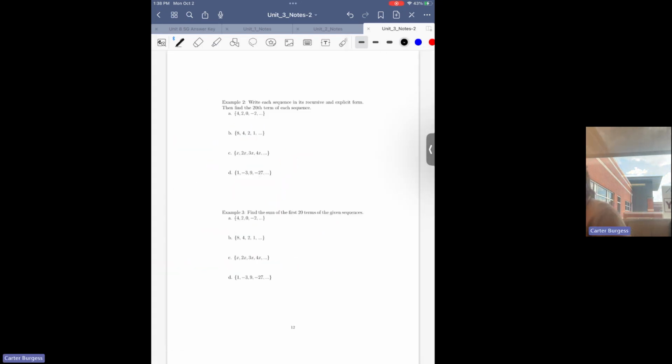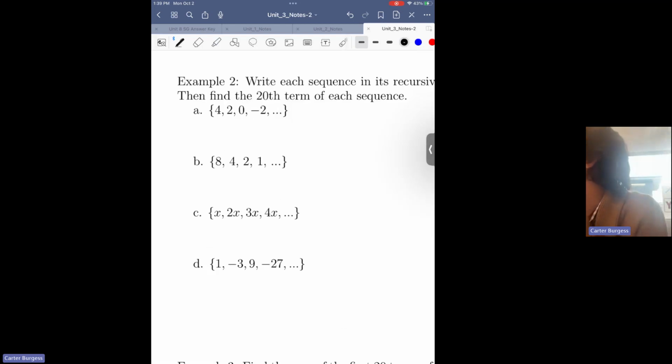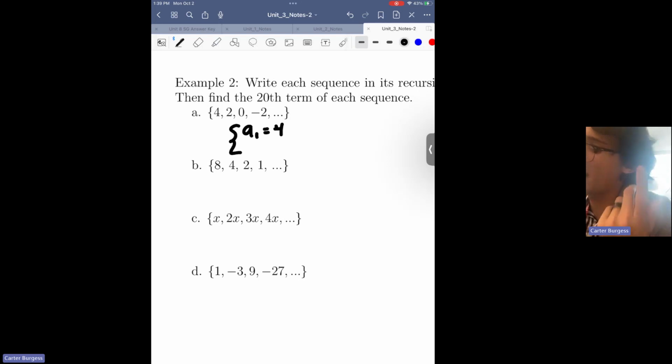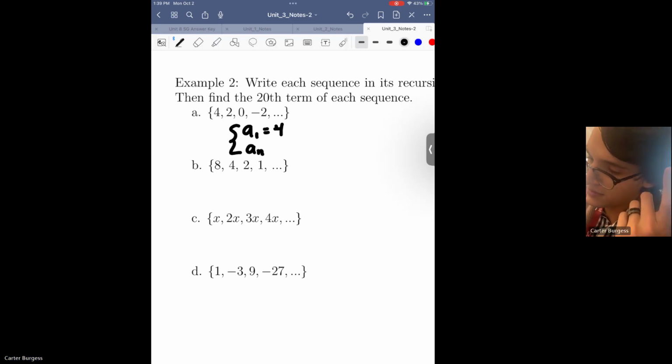All right, let's take a stab at example 2a here. In this case, we are trying to write both the recursive and explicit forms, and then we're going to use the explicit form to find a sub 20, the 20th term of our sequence. Looking at 2a, we've already done the recursive form for this. What is my start point? Where do I start? Starting at 4. And then how do I take a step? Subtracting 2.